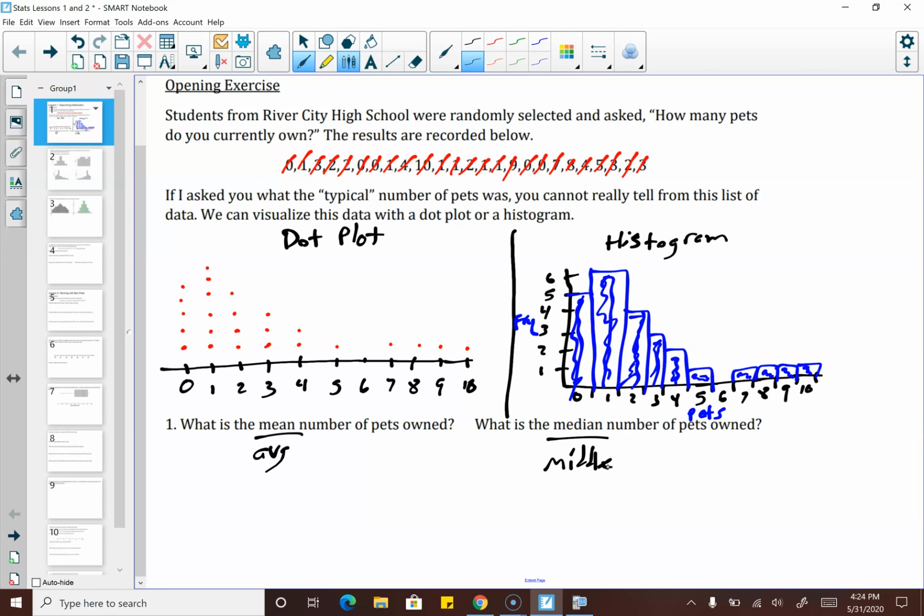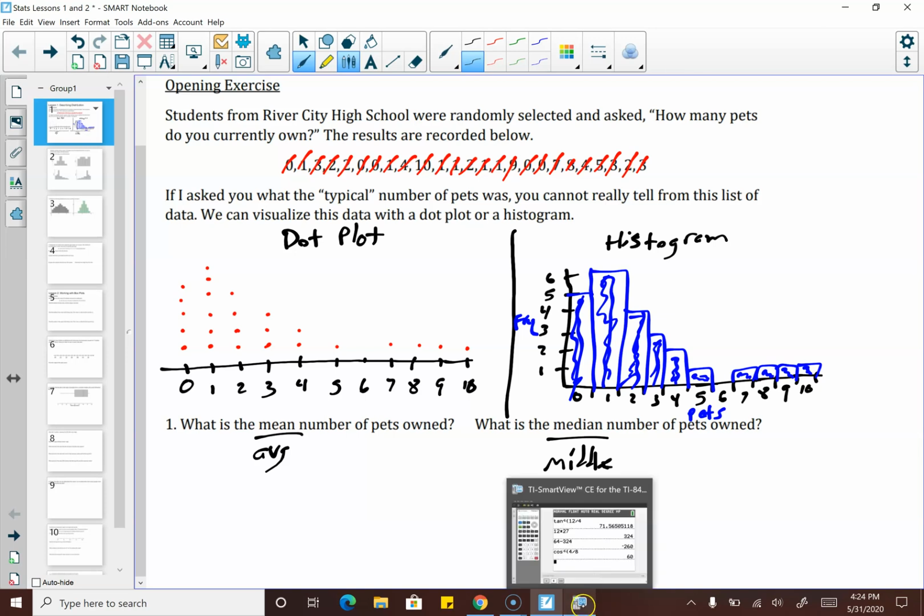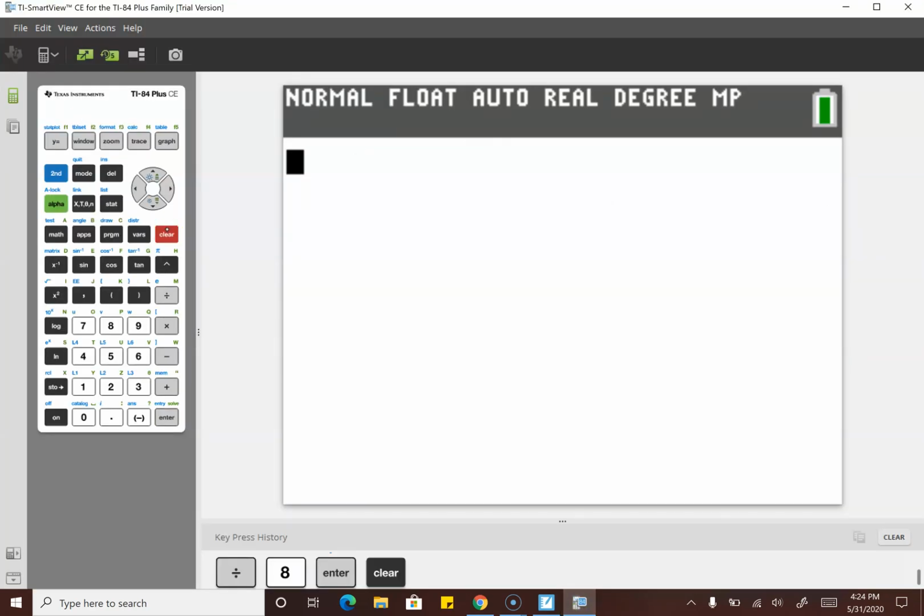Fortunately, your calculator will do both of these for you, but it's with a little bit of some different button pushing here. So I want you to go to your calculator, and then here, right next to the X button is a button that says Stat.